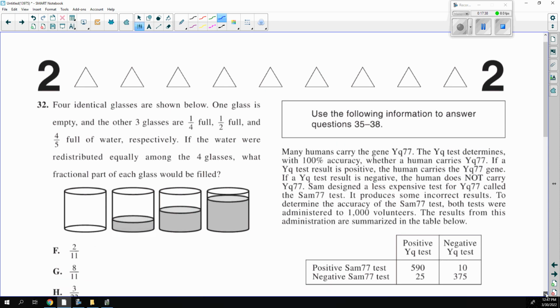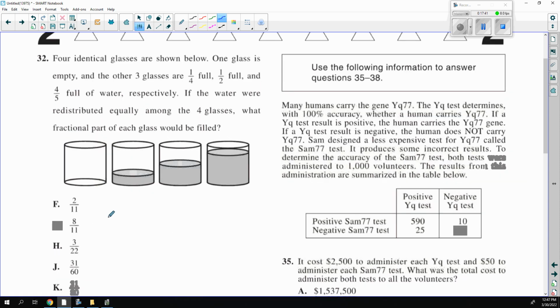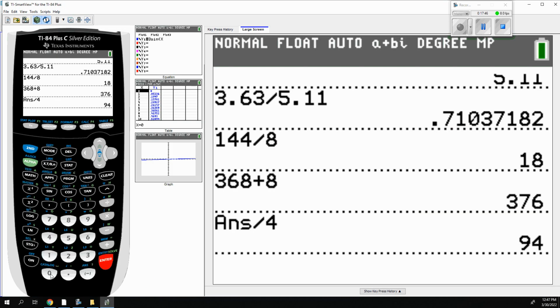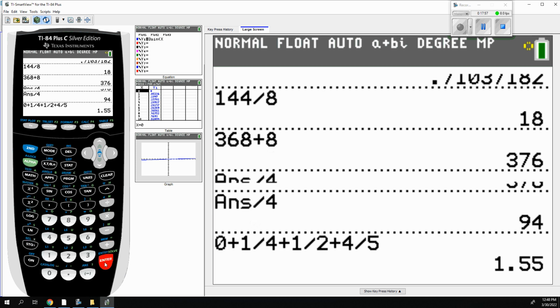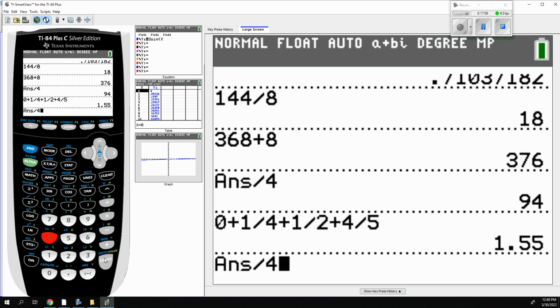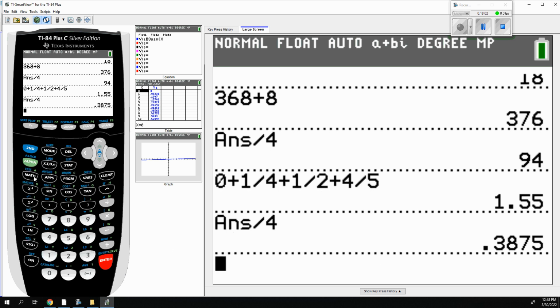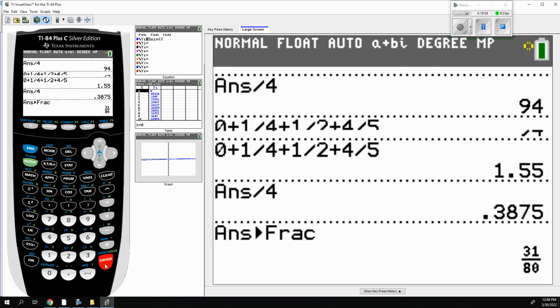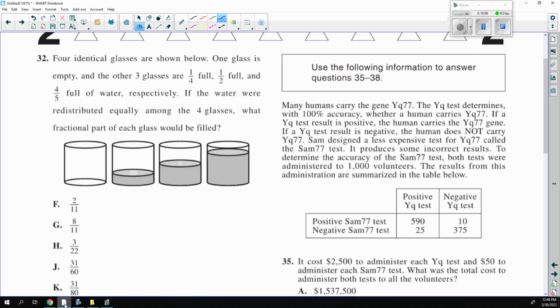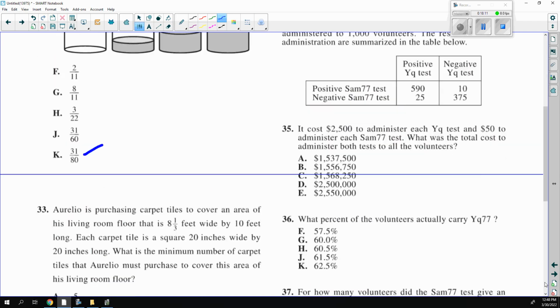This is average. You've got 3 cups. You've got 0, 1/4, 1/2, and 4/5. Now, how do I know it's the average? Because we're going to take each one together and divide it by 4, and they would be 31/80ths filled. Answer K.